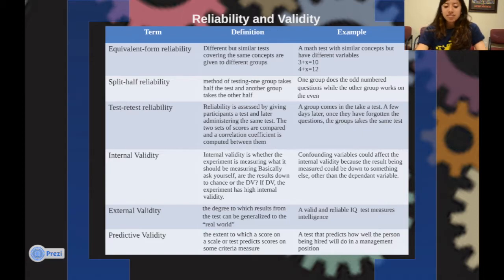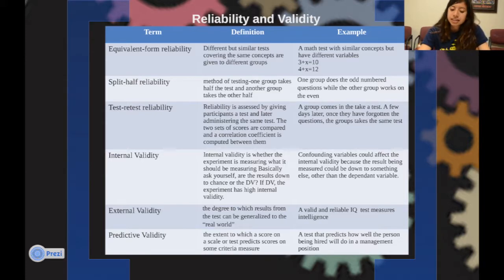So split half reliability, it's a method of testing where one group takes half the test and the other group takes the other half. So one half might take the even, the other half might take the odd. So now we're going to look at test-retest reliability. Reliability is assessed by giving participants a test and later administering the same test. So it might be easier to think about that with an example. So go ahead and look at the example. And again, if you need more time to look at this slide, please go ahead and pause it.